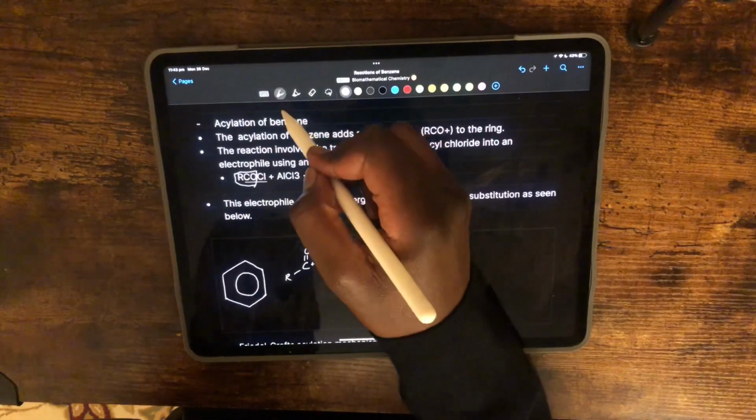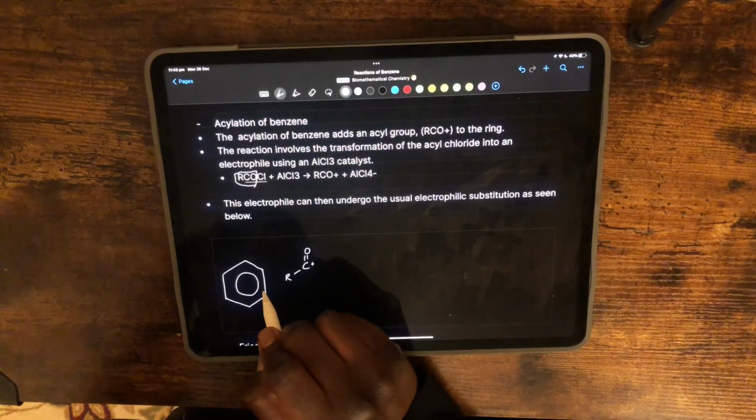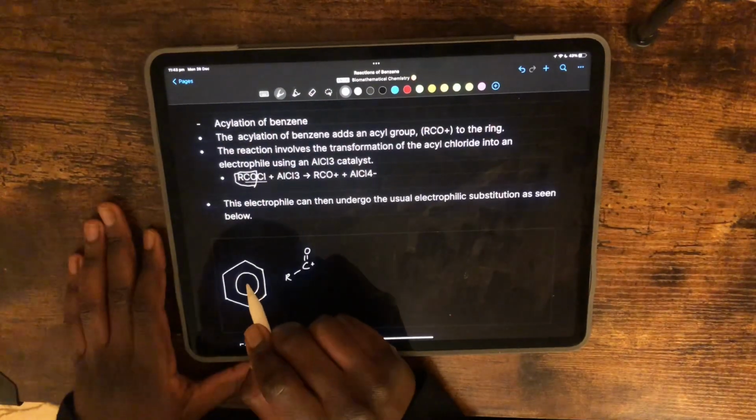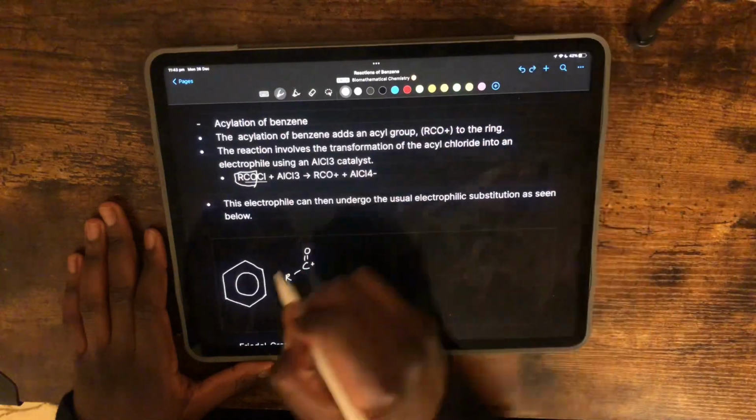All right, so remember the very first thing is it's always from the electrons in the ring of benzene.